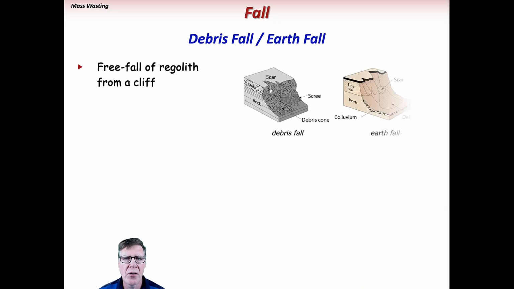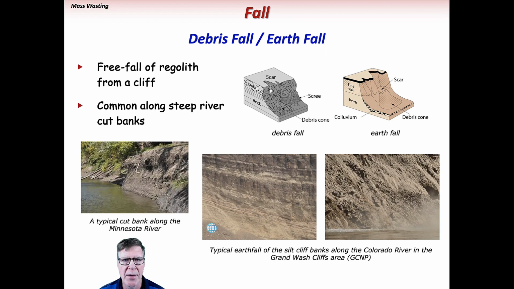Debris fall, or earthfall, involve free fall of regolith from a cliff. These are common along steep stream embankments, like here along the Minnesota River and here along the Colorado River. Earthfall typically involves fine-grained material and or soil and often transition into more of a slump or an earth flow.